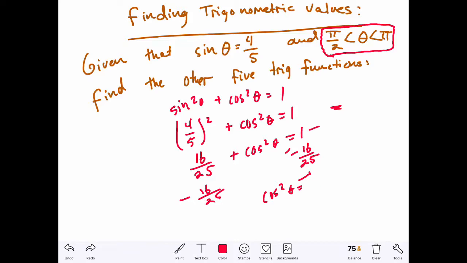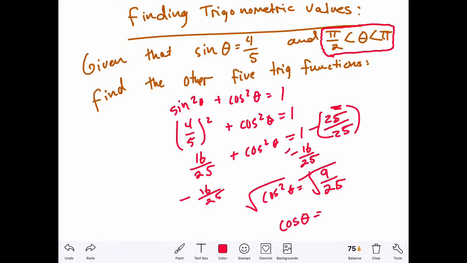So cosine squared theta equals 1 minus 16/25. Well, 1 is the same, remember, as 25/25. So 25/25 minus 16/25 leaves me with 9/25. And then I'm going to root both sides. So cosine of theta equals plus or minus 3/5.